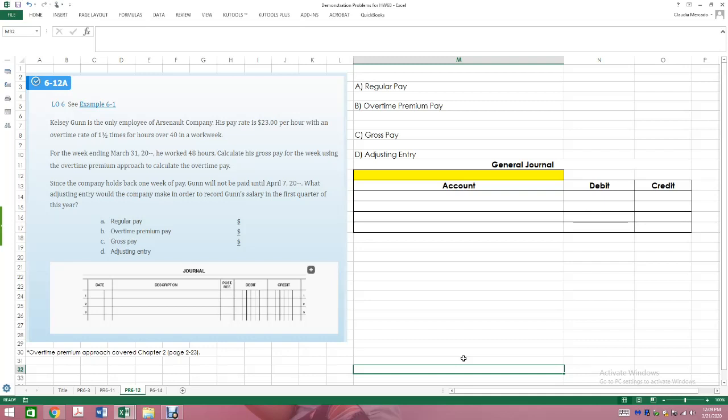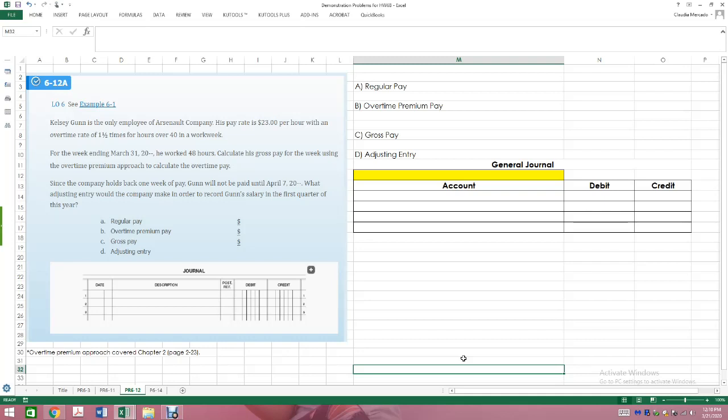What adjusting entry would the company make in order to record Gunn's salary in the first quarter of the year? They're asking us to calculate the regular pay, the overtime premium pay, the gross pay, and the adjusting entry. For the overtime premium approach, you have to go back to Chapter 2 and review the information there. Specifically, page 223 has examples and explains the overtime premium approach. So I'm going to let you all go back and do some reading on Chapter 2.